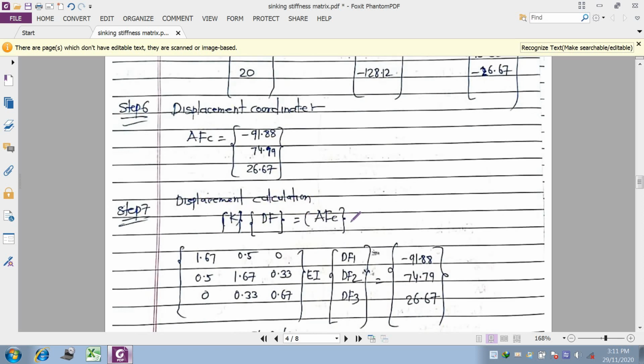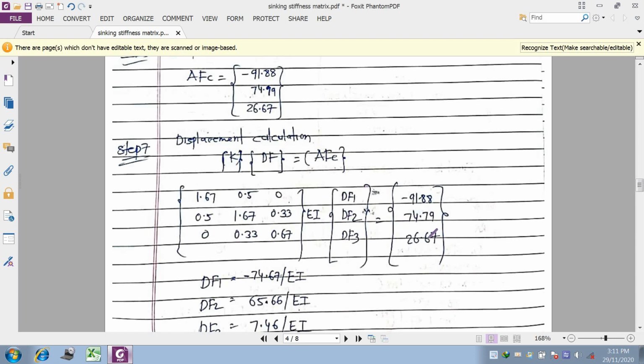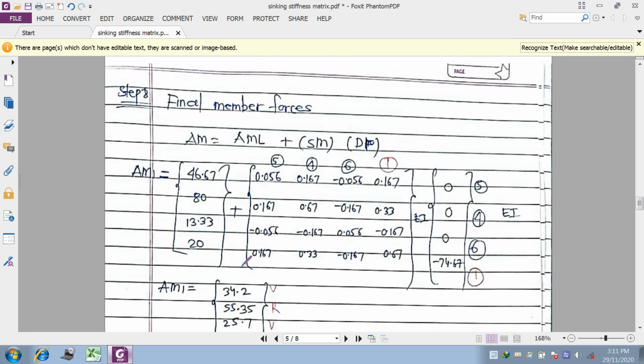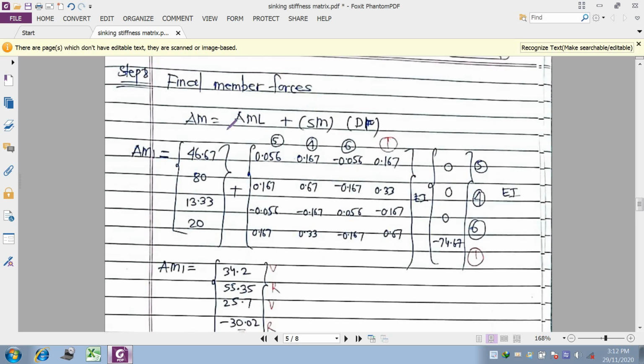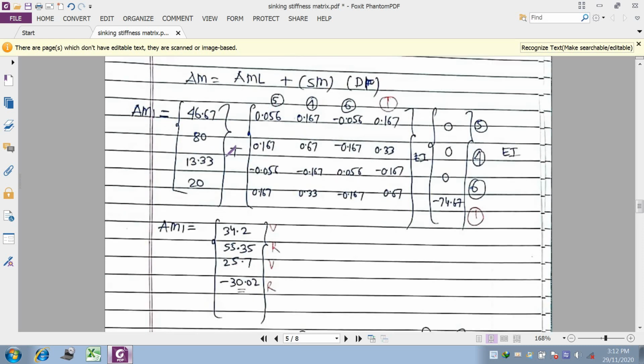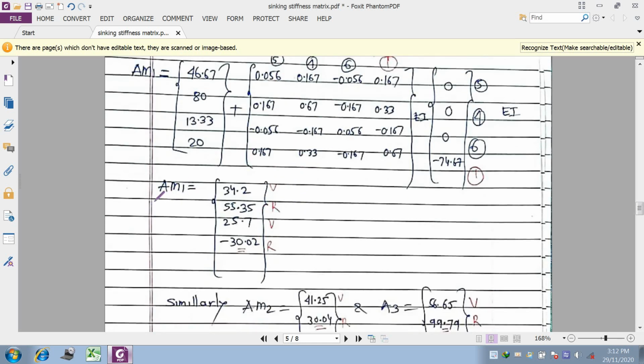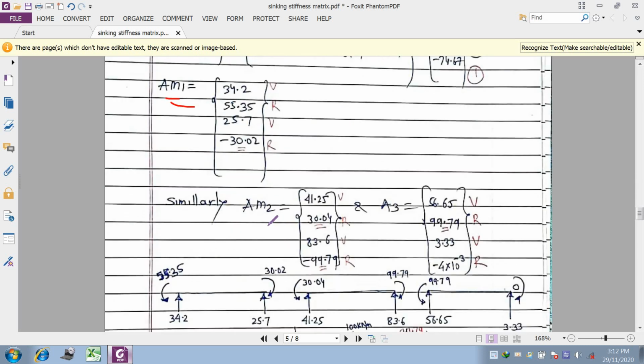into DF equals DFC. We have to put the values of K, DF and DFC. There are three unknowns, so by solving the simultaneous equations for three cases we will get DF1, DF2 and DF3, and by putting the EI value in the denominator we can calculate DF1, DF2 and DF3. Then finally the final member force is AML plus SM into DF. So put all these values. Okay, you know the procedure very well, and finally you will get the values of AM1, AM2, okay, and AM3.